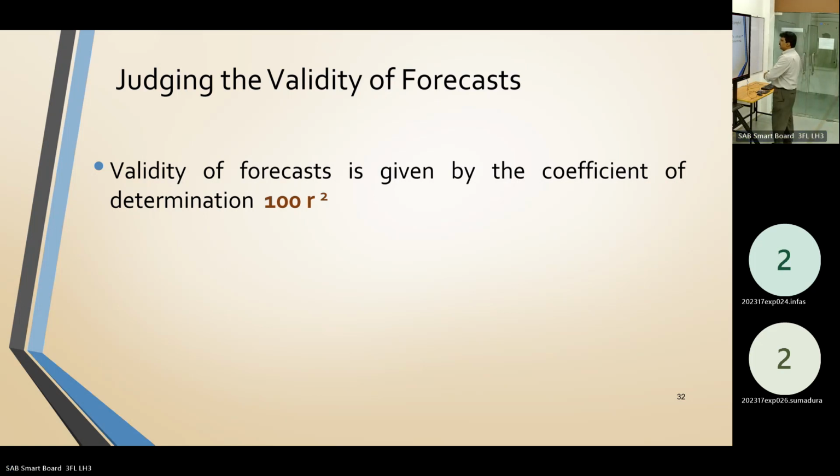Take an example. Identify the validity of your forecast in the previous example.